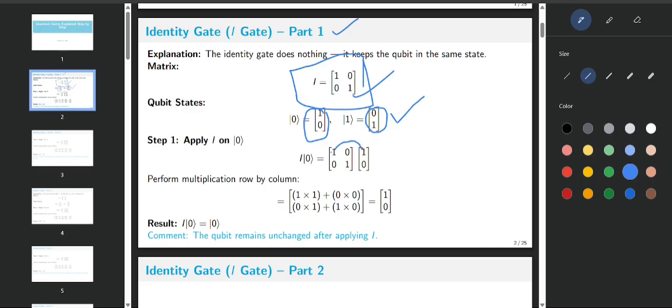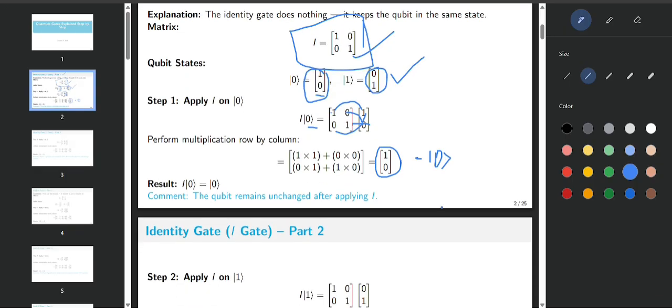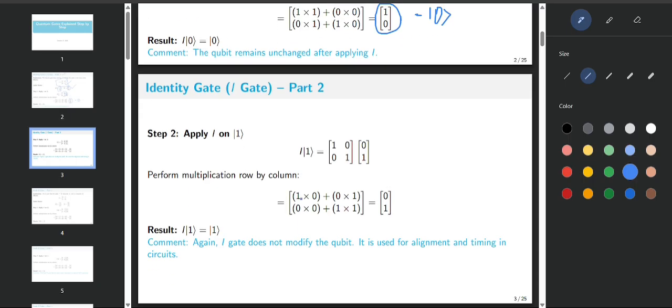So if you apply I on ket 0, that is I of ket 0, and do the matrix multiplication, you end up getting the result [1 0]. That is nothing but ket 0, which we already know. If you apply the identity gate on ket 0, you get the same thing, ket 0 again. So there will be no change if you apply the identity gate.